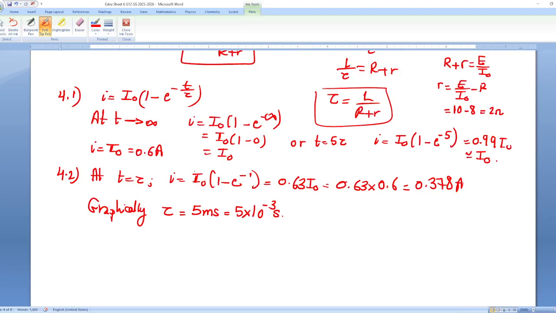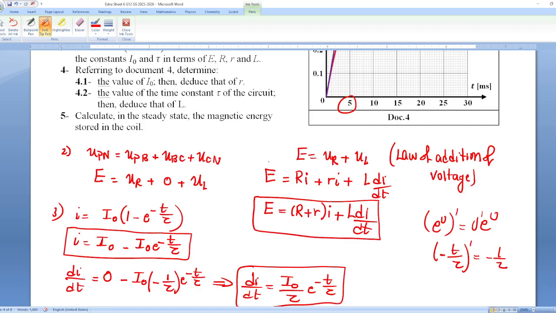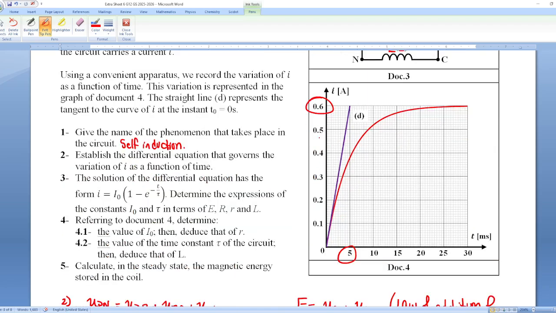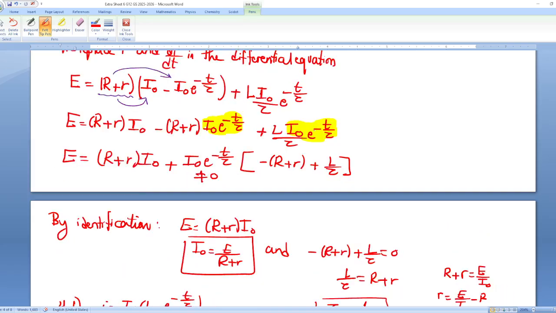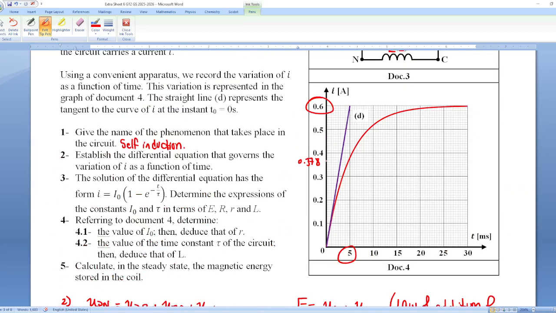As you see here, in order to determine the time constant tau we need to find first the current when t equals tau. Tau is the time when the current reaches 63% of the maximum. So I calculate 63% of 0.6, which gives 0.378, and do a graphical reading at 0.378, giving time 5.